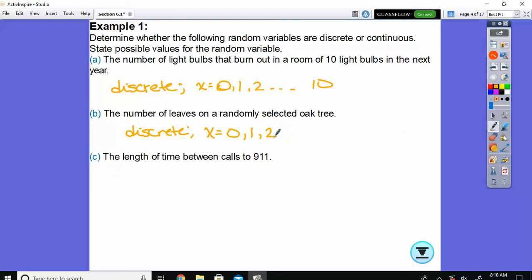Is there a maximum? No. So I'm just going to put 0, 1, 2, and then dot, dot, dot. It doesn't have a stopping point. It's not like I only had my 10 light bulbs in the room. It could be up to any number.